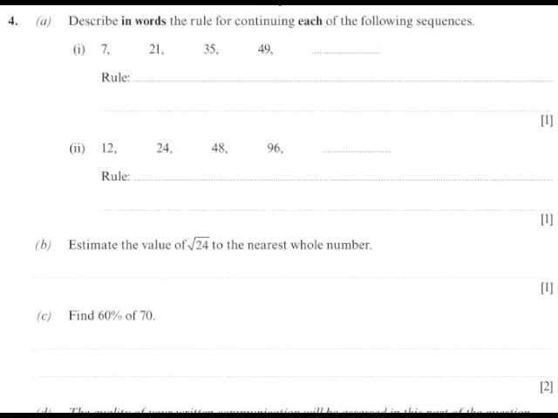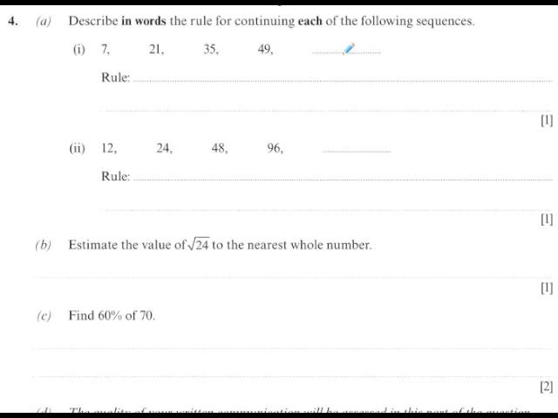Describe in words the rules for continuing each of the following sequences. So what I like to do initially is to subtract that from that and see what the difference is. So if we subtract 7 from 21, that's 14. And if we do the same here, we'll notice that the difference there is 14 as well. And if we do the same there, we'll notice the difference is 14 as well.